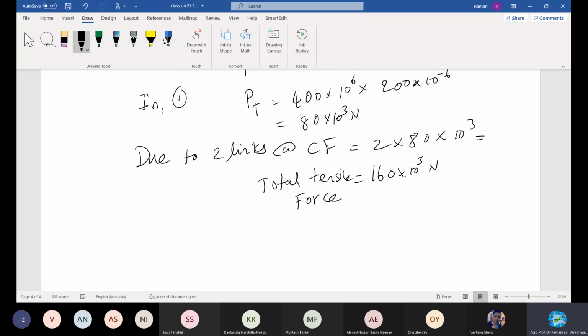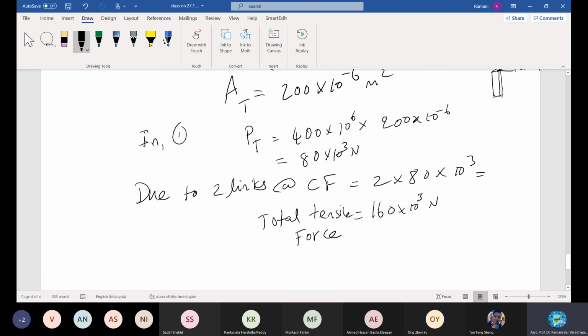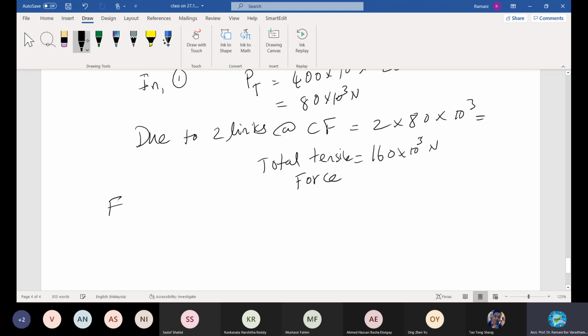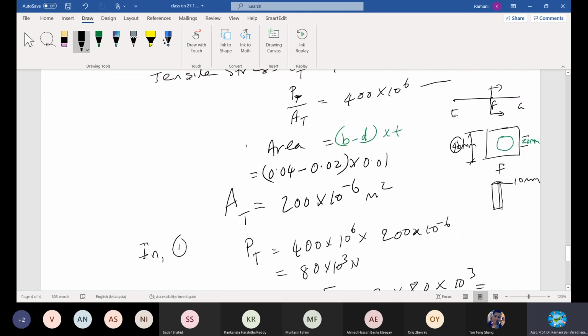Because we are talking about CF, we are working at CF. We found the load. I got the tensile load, that is the capacity. In other words, the capacity at this point. Can we check the factor of safety for the link? What is the formula? I told you already. It is the ultimate force to the allowable force. That will be the allowable force. What is the first one? First one we got as how much?